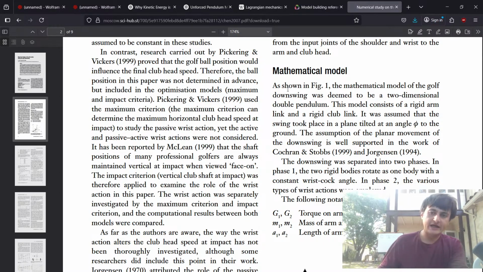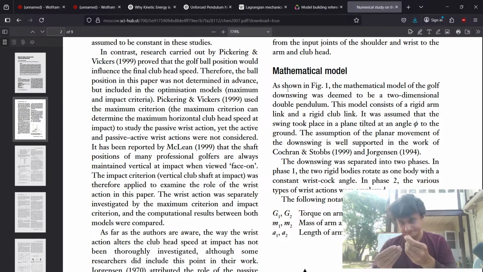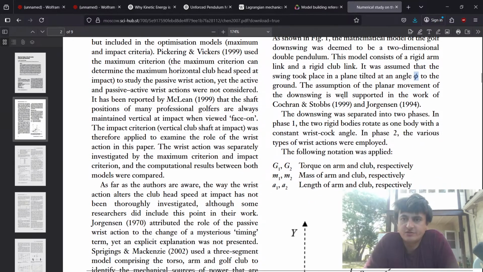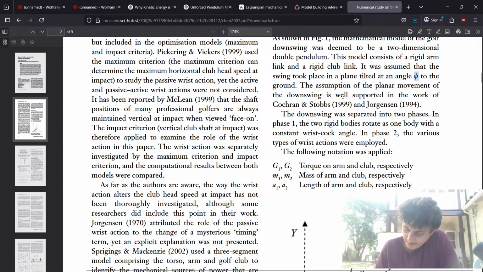That wouldn't be too hard to add, but I'm curious to know if it actually does anything. This model consists of a rigid arm link. It was assumed that this is phi, right, to the ground. The assumption of the planar movement holds. So they use a shifted plane, but the swing still lies on a plane.